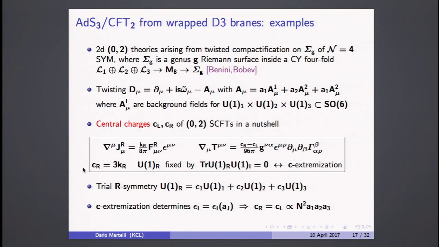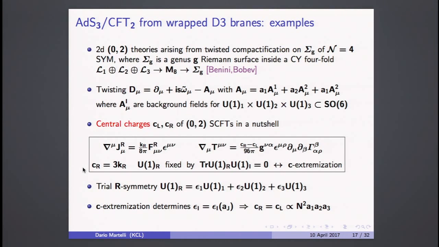And this is following exactly the logic I was telling you before. They have some eight-dimensional Calabi-Yau fourfold, which is a sum of line bundles over a Riemann surface. And then they can implement some twisting on the original N=4 theory in order to preserve supersymmetry. And if the twisting is implemented in the right way, one preserves (0,2). Moreover, by using the method that they proposed, namely c-extremization, they can determine exactly the central charges c_R and c_L, which happen to be equal in this case, and they are proportional to N squared and these twisting parameters here.